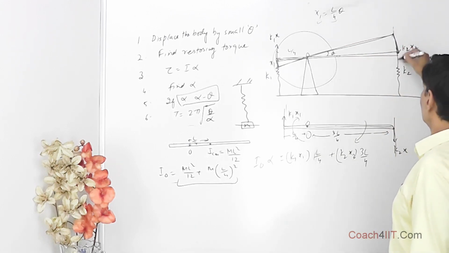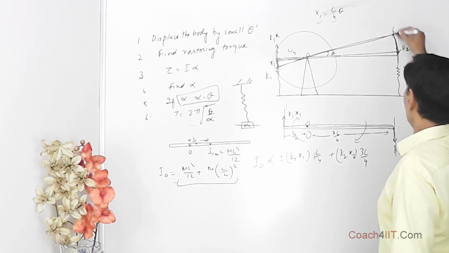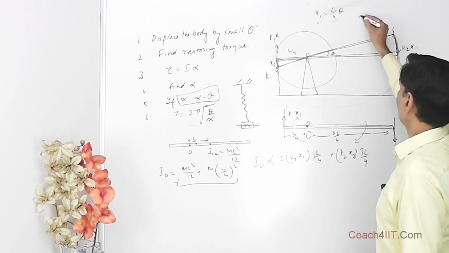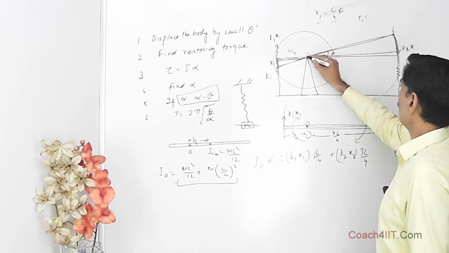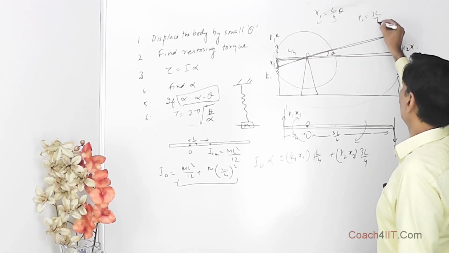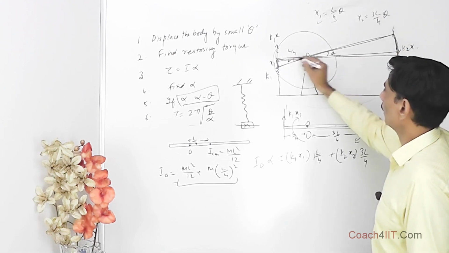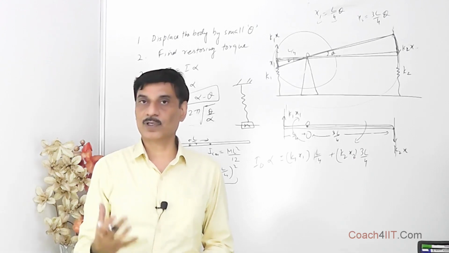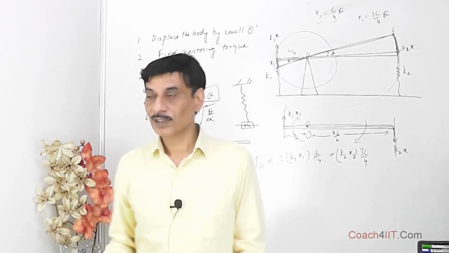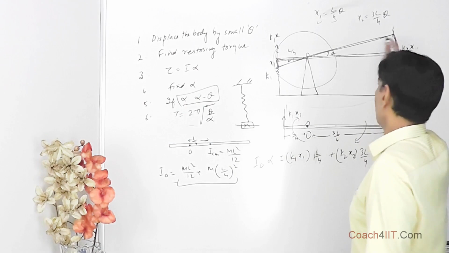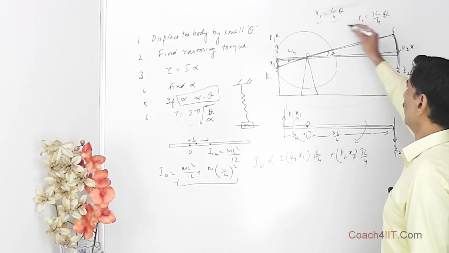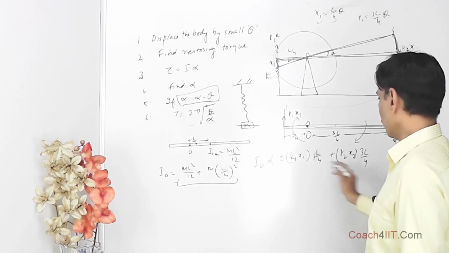Similarly, this end is moving in a circle of radius 3L by 4. So the length of the arc, that is x2, comes out to be r, which is 3L by 4, into theta. Theta will obviously remain the same. We know very well that theta, omega, alpha are characteristics of the whole body which is rotating about some axis. So theta is obviously going to be the same for all the particles. So x2 comes out to be 3L by 4 theta and x1 comes out to be L by 4 theta. We can put it over here.